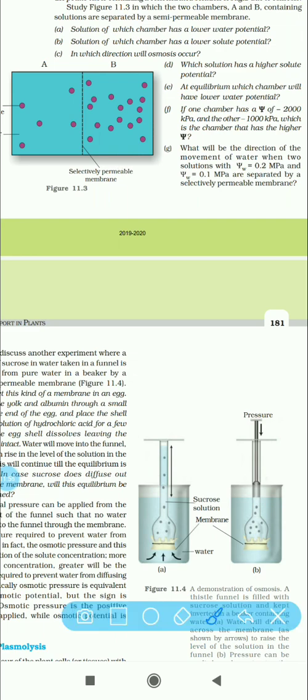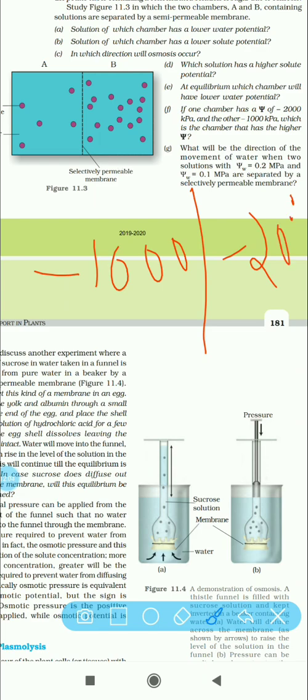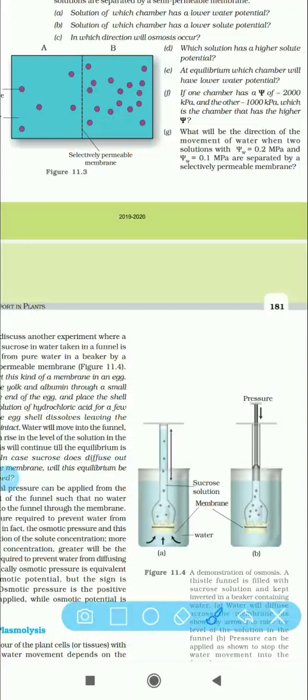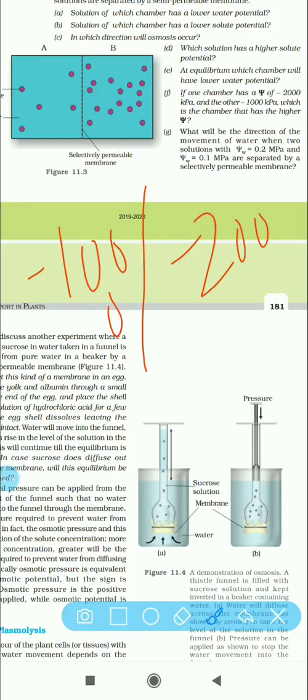They have mentioned that there are two chambers, one at minus 1000 Pascal and another at minus 2000 Pascal. Just write it again. They have given us two chambers, one is minus 1000, the other is minus 2000. Okay, so which will have higher psi W?